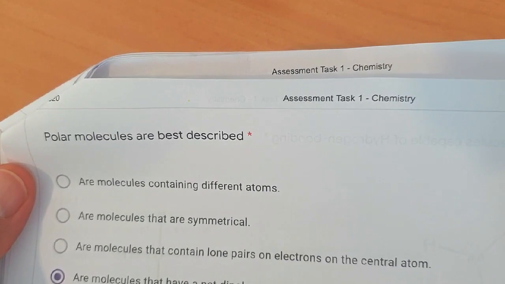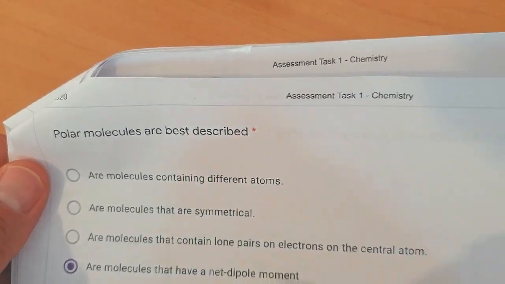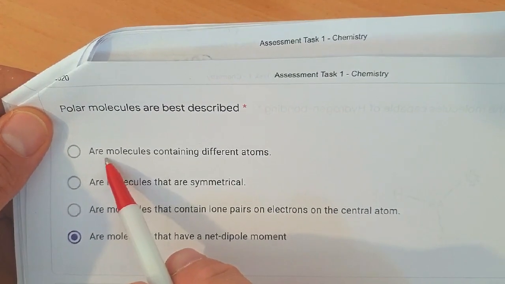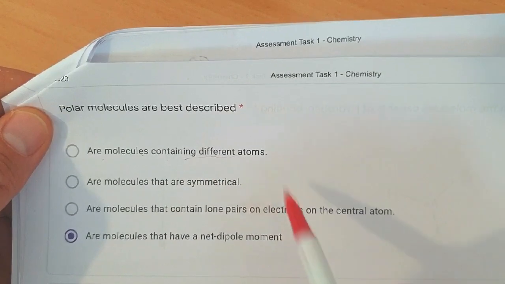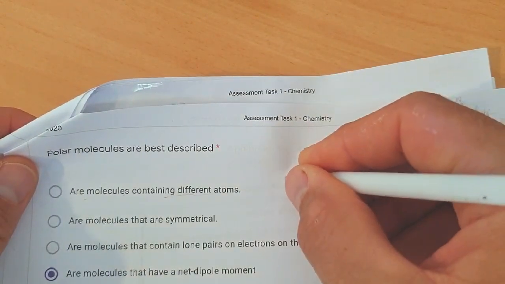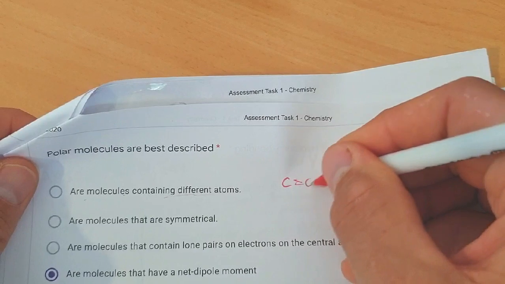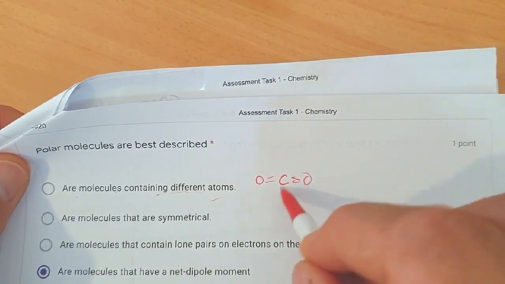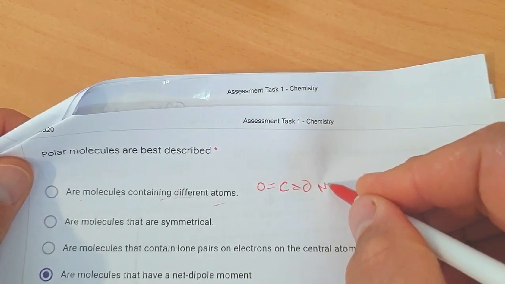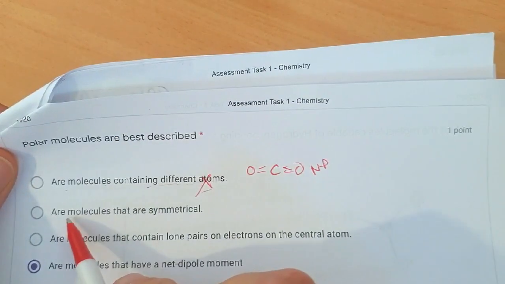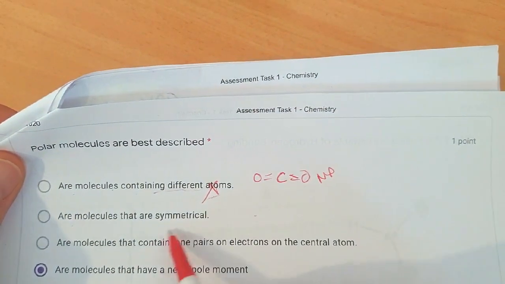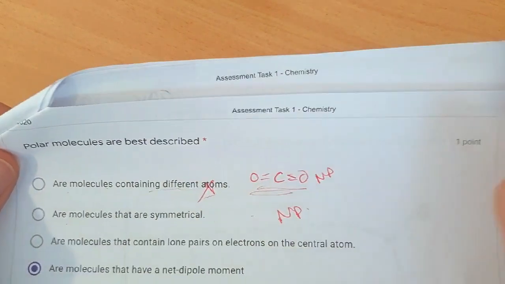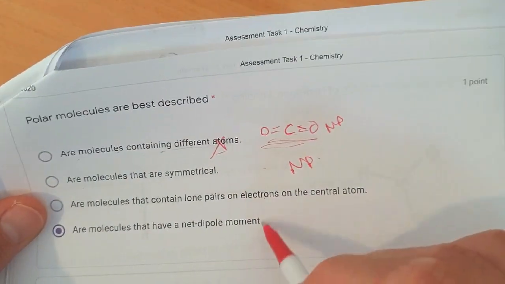Polar molecules are best described as, well, this is a good tricky question here. Let's go through them all. So let's try, I don't know, carbon dioxide. Okay, it's got different atoms, but they're balanced. So it's non-polar. So it's not this one. Are molecules that are symmetrical? Well, no, molecules that are symmetrical, such as this one, are again non-polar. So it comes down to these two.